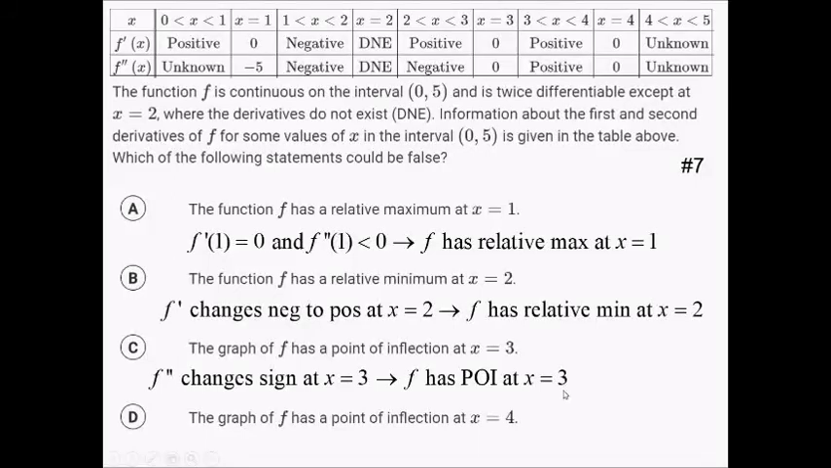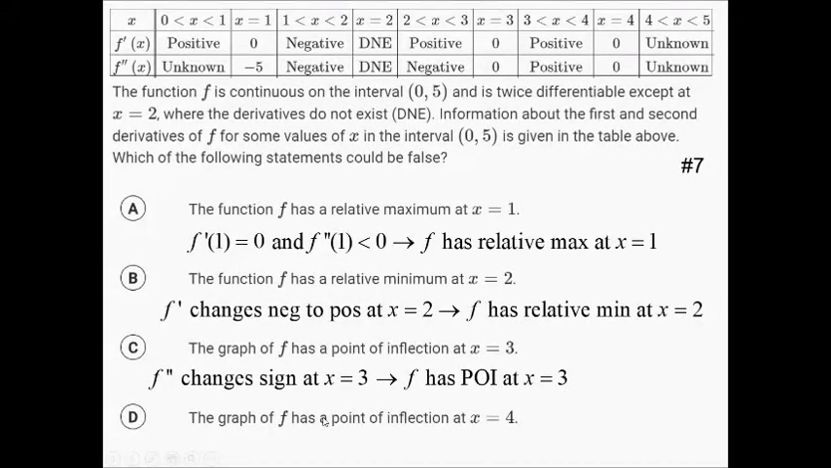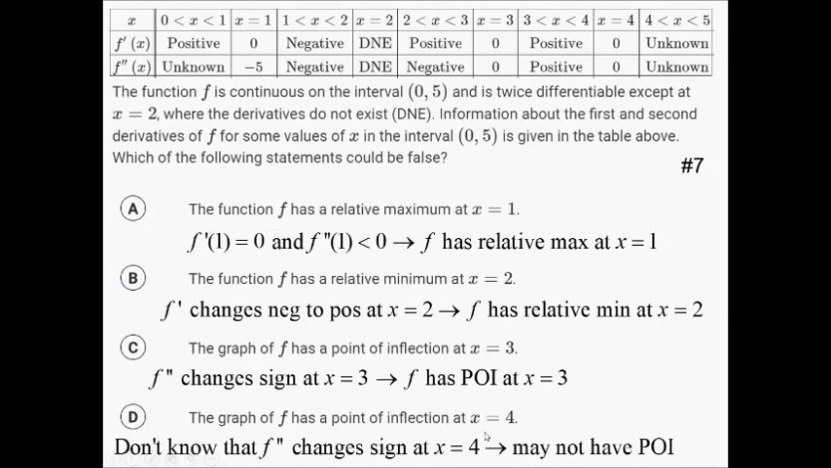So by process of elimination, choice D is looking like the one we need to pick. But let's just look at it a little more closely. So graph of f has a point of inflection at x equals 4. Well, at x equals 4, f double prime is 0, so that's a good start, but we're changing from positive to unknown. Since we don't know that f double prime is changing signs, we cannot conclude that it has a point of inflection. It may not. It might. We can't really make a judgment call one way or the other. But this could be false. So we're going to have to pick choice D.